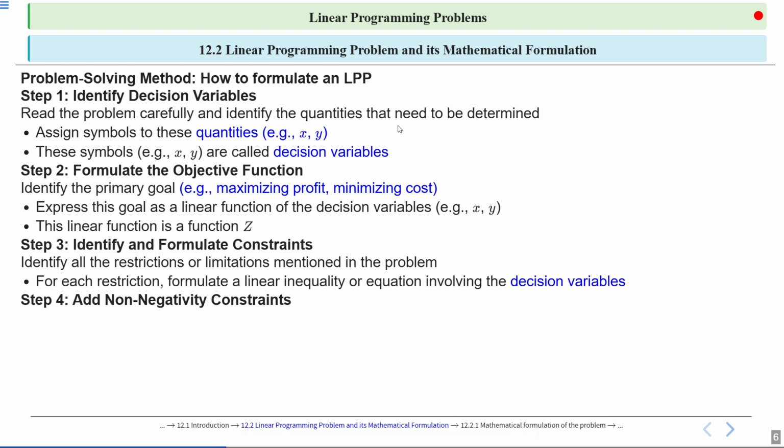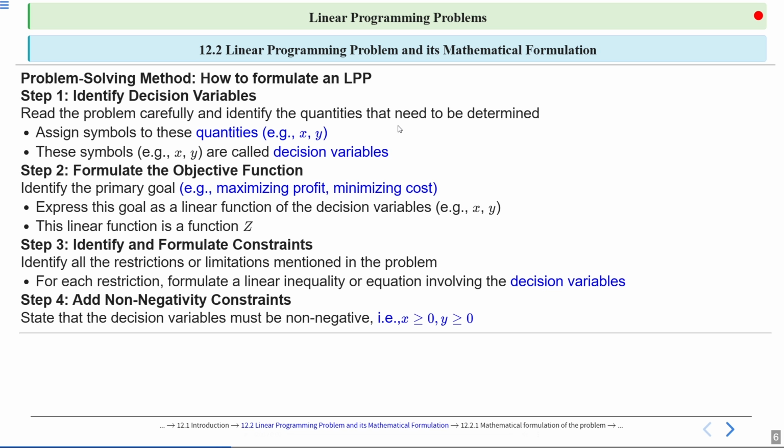Now, step 4 means you must ensure all variables in your problem are greater than or equal to 0. That means add non-negativity constraints. In a linear programming problem, the decision variables must be non-negative, meaning they can only take values that are 0 or positive. So, we will take x greater than or equal to 0 and y also greater than or equal to 0.